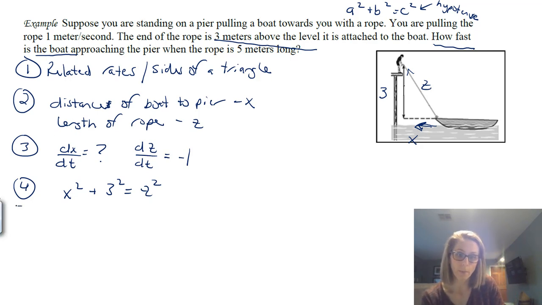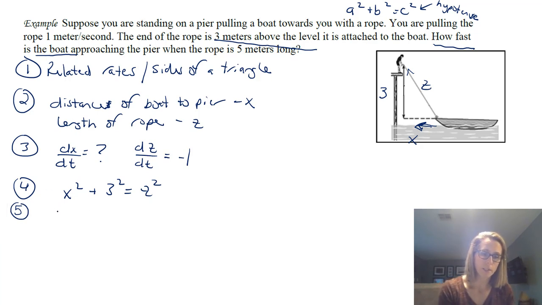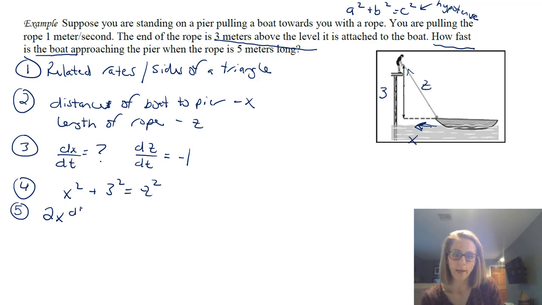So that is step number 5, which is to take the derivative. And remember, anything that's changing with respect to time needs a d what. So in this case, that's going to be a dx/dt and the dz/dt. So you're using the chain rule as well as implicit differentiation here to get 2x dx/dt.